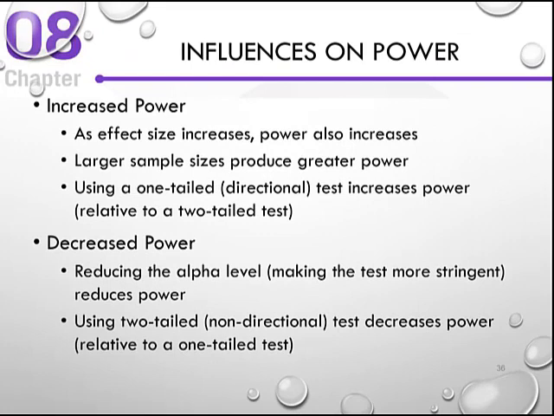So looking at the influences on power, as effect size increases, power also increases. Larger sample size produces greater power. And using a one-tailed test, a directional test, increases the power compared to a two-tailed test. And decreased power is kind of the opposite, right? Reducing the alpha level, making the test more stringent, reduces power. And also using a two-tailed non-directional test decreases power, again, relative to a one-tailed test.